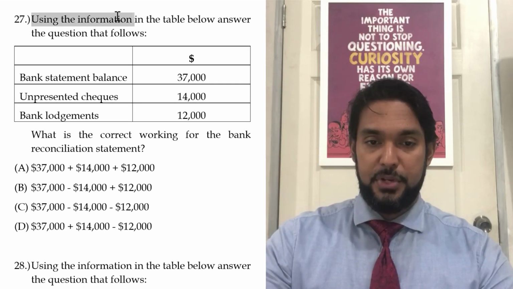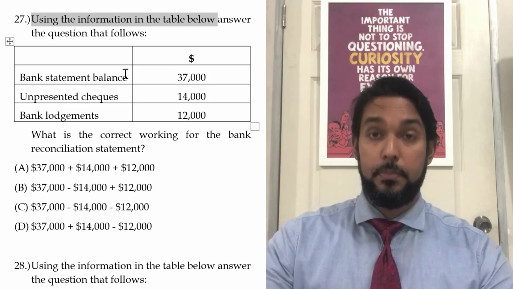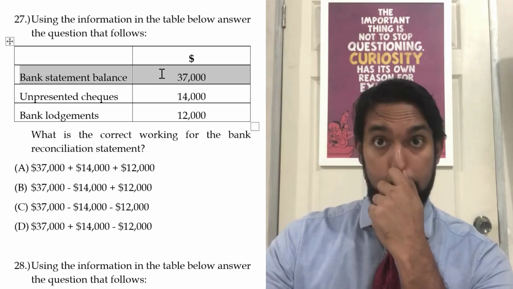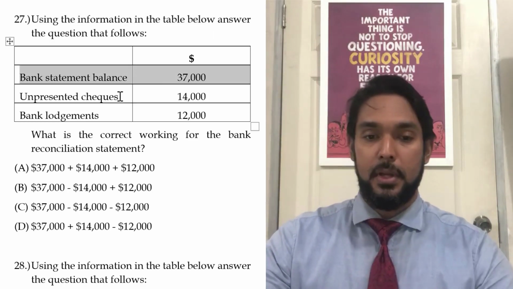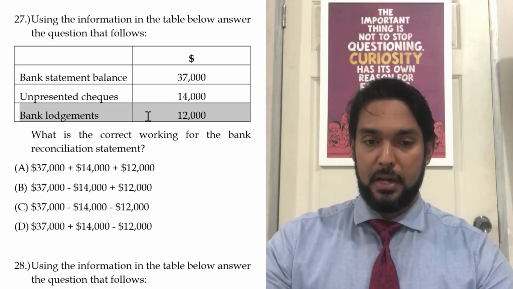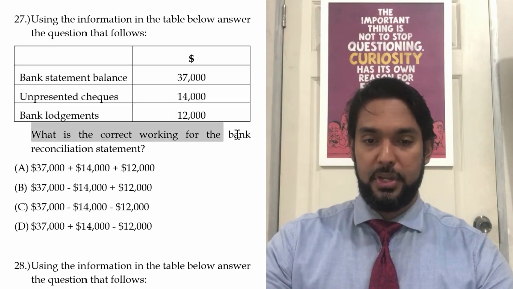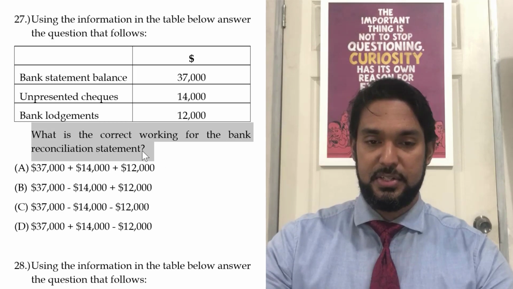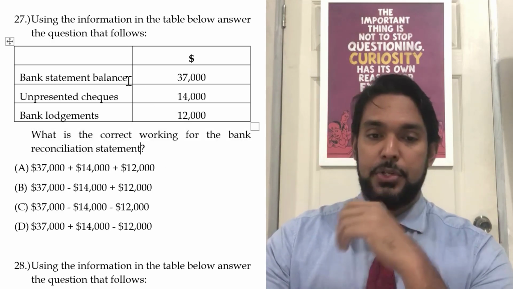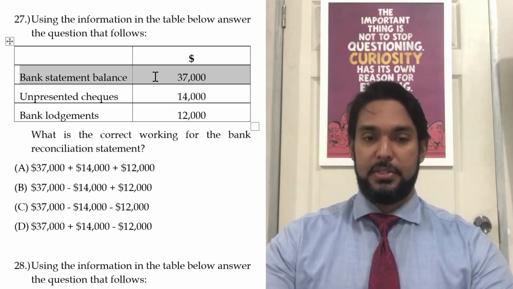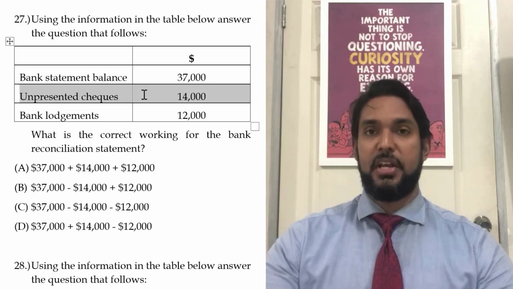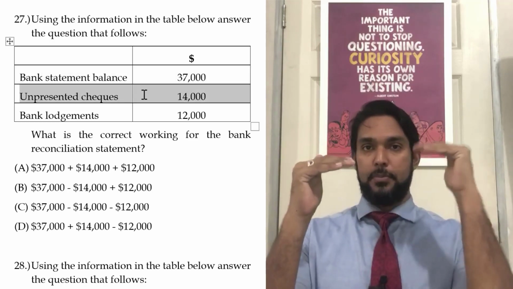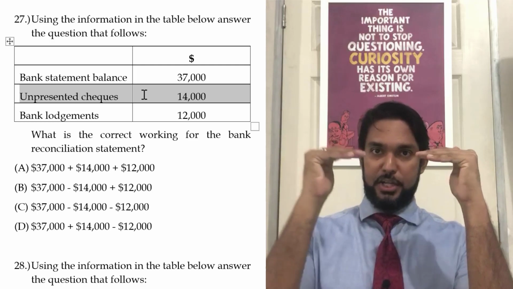Okay, using the information in the table below: bank statement balance, unpresented checks, bank lodgement. What is the correct working for the bank reconciliation statement? Our bank statement balance, if we have unpresented checks, so check it: bank statement, cash book.